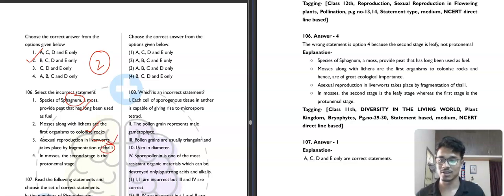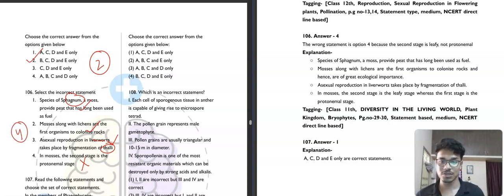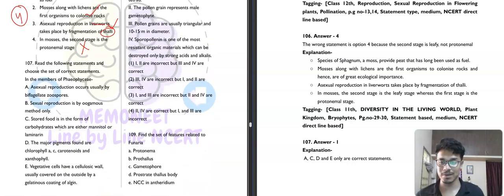It is also correct. Then in mosses, the second stage is the protonemal stage. No, the second stage is the leafy stage, not the protonemal stage. So the fourth option will be our correct answer for this question. Moving to the next question, question number 107. What is it saying?